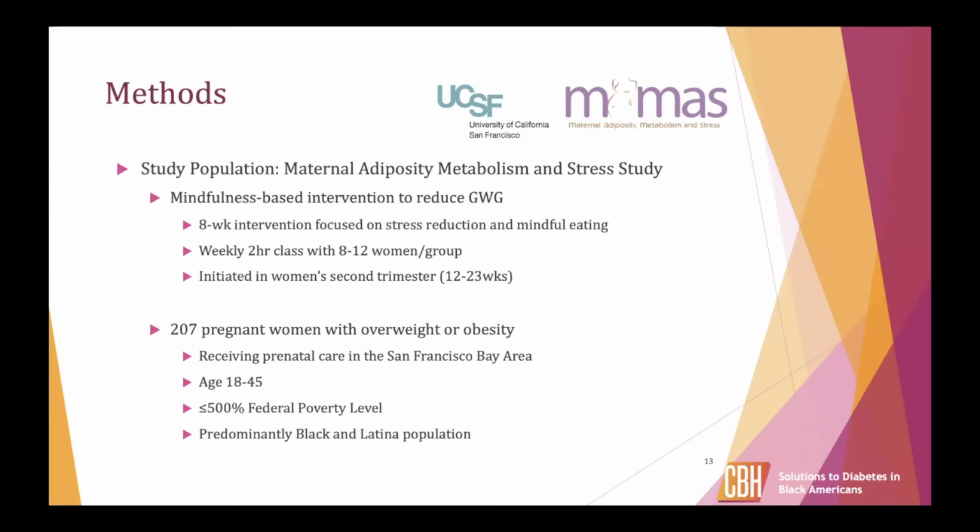Overall, there were 207 pregnant women that participated, and all of the women in this trial were either overweight or obese prior to pregnancy, and they were all receiving prenatal care within the San Francisco Bay Area. Women could be 18 to 45 years old, and we did restrict our inclusion criteria to women having an income level that was less than 500% of the federal poverty level. Although practically in our study sample, this actually mostly skewed toward women who had incomes much lower than that. Most women's incomes were around 100 to 200% of the federal poverty level, and most women were receiving either Medicaid or Medi-Cal, which is the California version of Medicaid, and other public assistance services. Finally, this was a predominantly Black and Latina population.